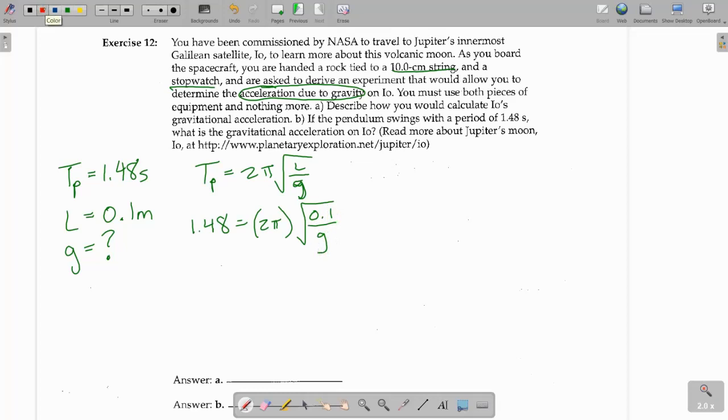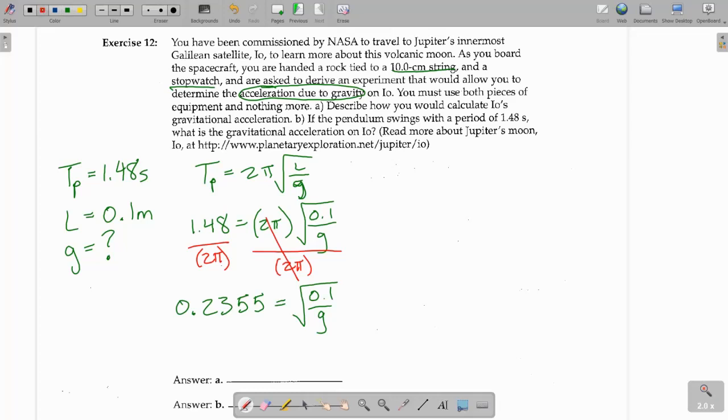Okay, so we have to get rid of whatever's not under that radical. So once again, we're going to divide by 2 pi on each side. That will cancel out on the right side. And please remember, when you do 1.48 divided by 2 pi, make sure that 2 and pi are in parentheses together. Otherwise, it'll do 1.48 divided by 2, and then multiply that answer by pi. So this should come out to be 0.2355, and that's equal to the square root of 0.1 over the acceleration due to gravity.